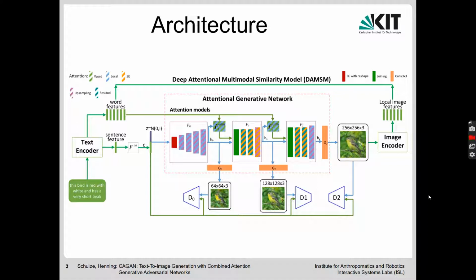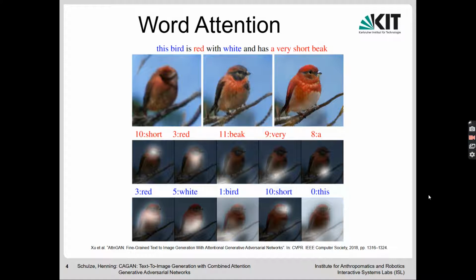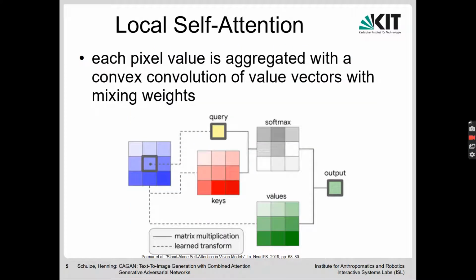Within that framework, we employ three attention models. The first of which is Xu et al.'s word attention, and this word attention tells the generators which regions of the image are important based on the words of the input. The second attention model we employ is Parmar et al.'s local self-attention, where each pixel value is aggregated with a convex combination of value vectors with mixing weights, allowing us to model long-range dependencies.